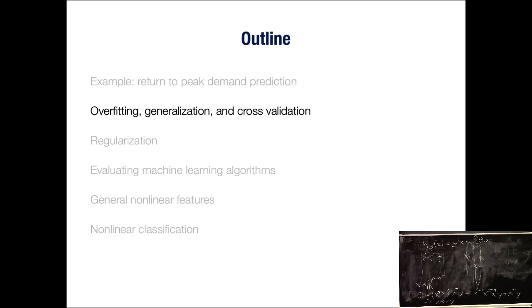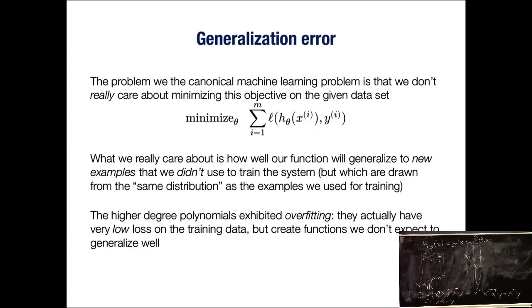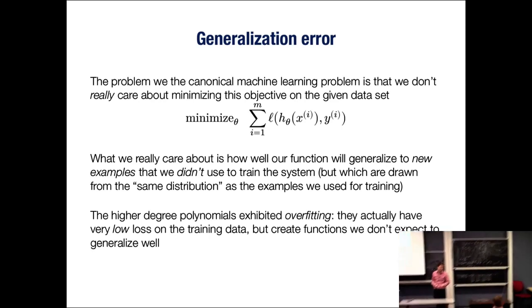So the problem with our canonical machine learning algorithm, remember, that is minimizing over theta the sum of losses on our data set, is that this is not actually what we care about. What we care about is not just how well we do at predicting the data we've already seen. That's not a very useful trick. If someone gives you a data set, you can definitely say, for everything you've already seen, I know exactly what to predict there.